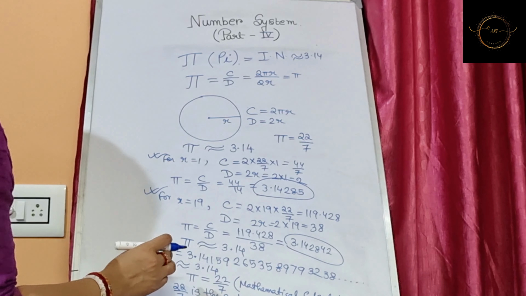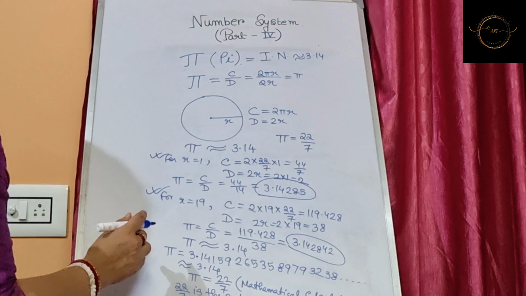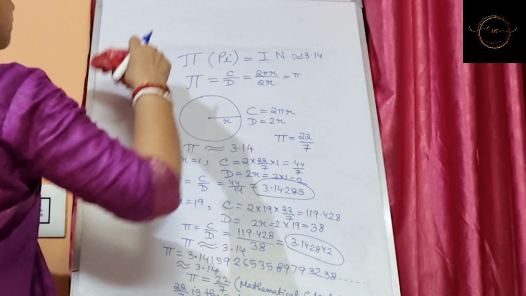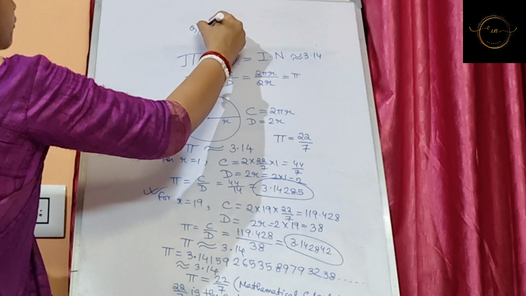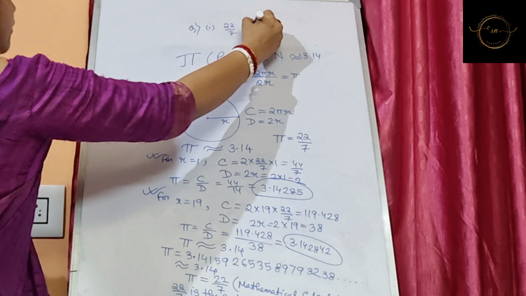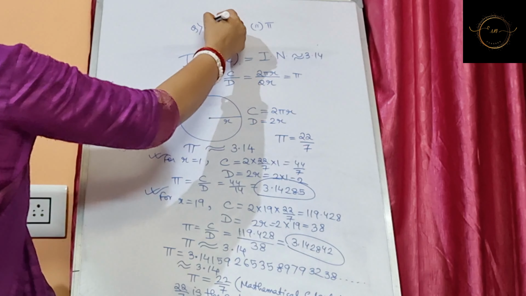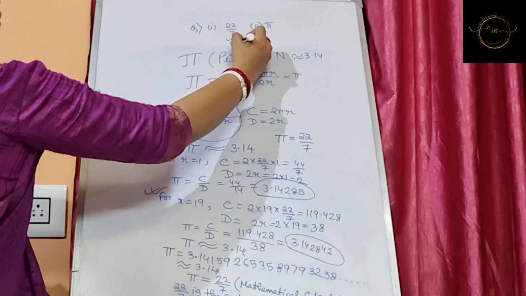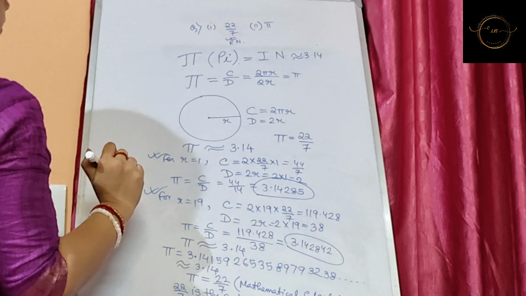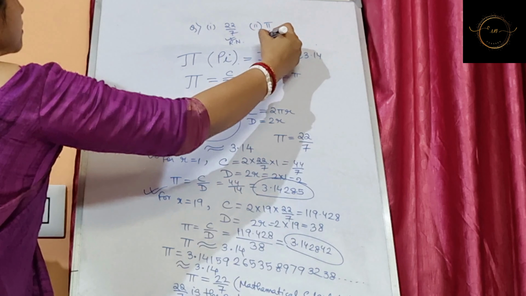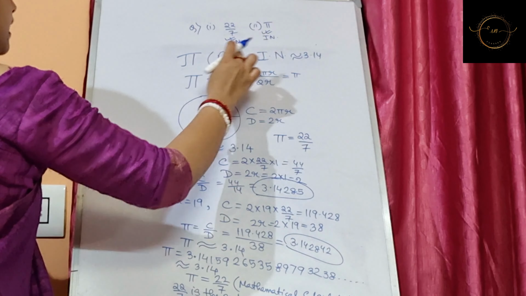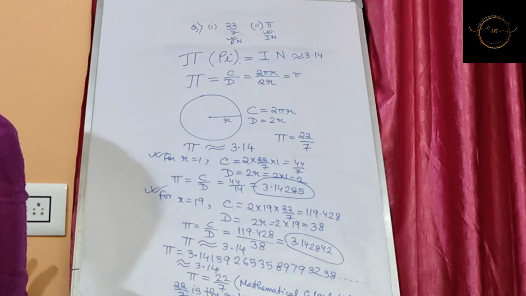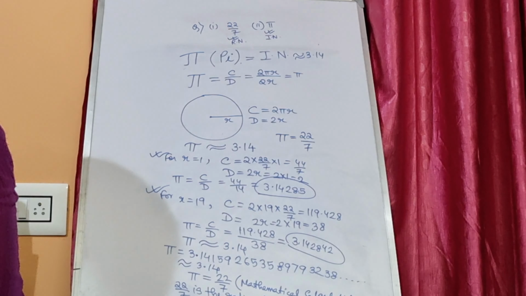If the question is given that you have to say which is a rational number and which is an irrational number, examine which is rational and which is irrational. 22 by 7 will obviously be a rational number because it's in the form p by q and it's in simplest form. Whereas pi is always an irrational number because the exact value of pi is 3.14159..., so this is approximated as 3.14. So this will be an irrational number.